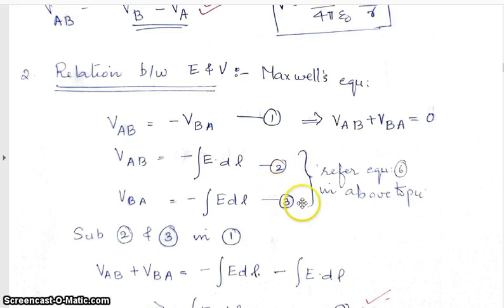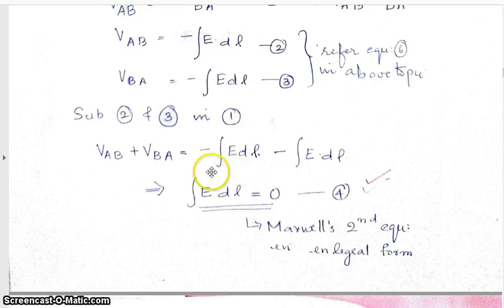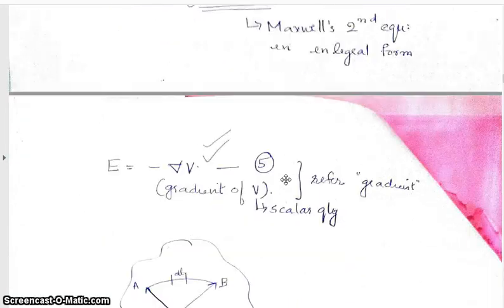Next, I am going to substitute 2 and 3 in this equation, VAB plus VBA is equal to 0. So finally I will get integral E dl is equal to 0. And this is Maxwell's second equation in integral form. You have to keep in mind, integral E dl is equal to 0 will give you Maxwell's second equation in the integral form. Hope the derivation is clear.